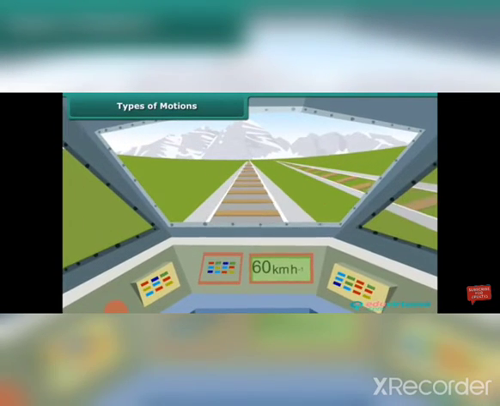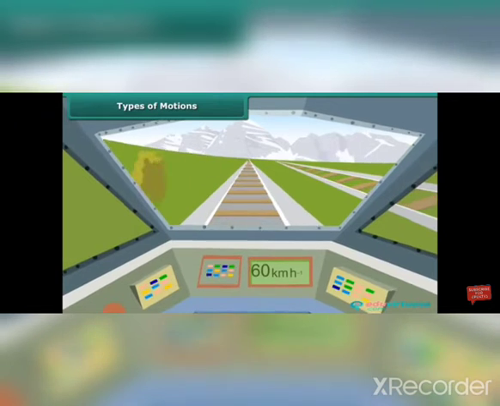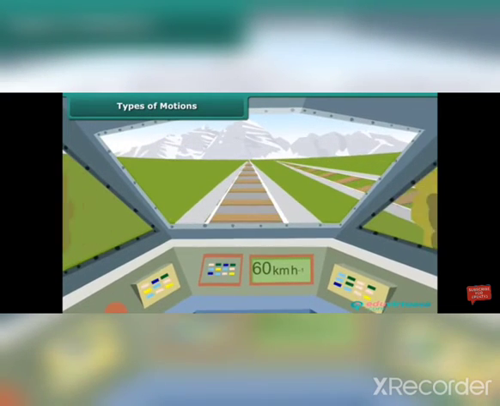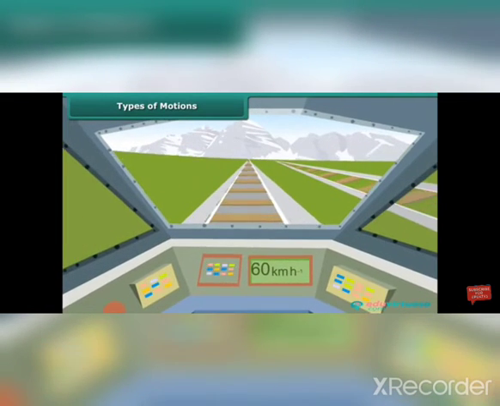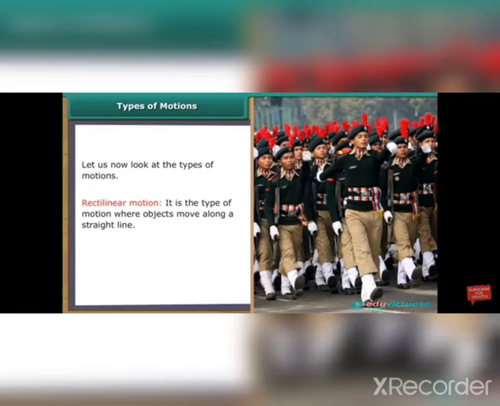There are different types of motion. Rectilinear motion. It is a type of motion where objects move along a straight line. For example, march past of soldiers in a parade.